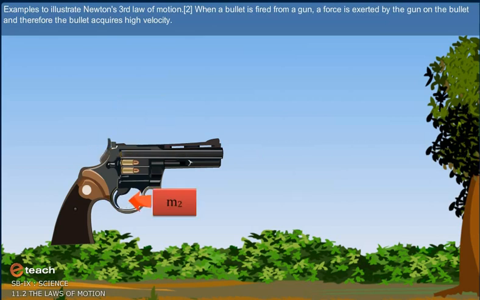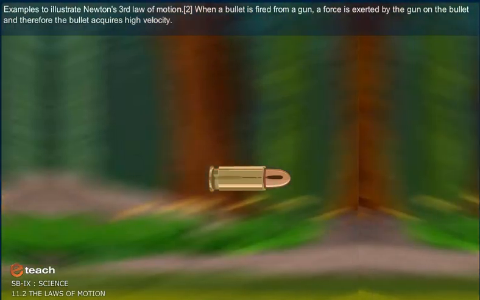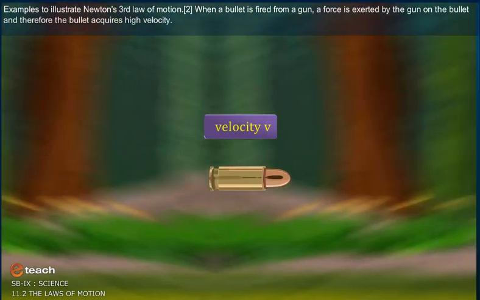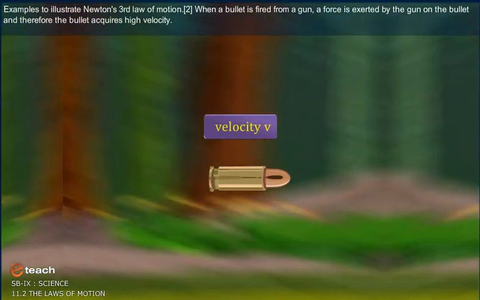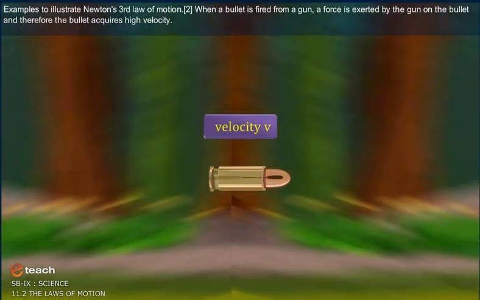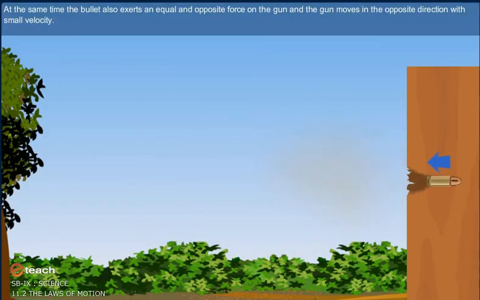When a bullet is fired from a gun, a force is exerted by the gun on the bullet, and therefore the bullet acquires high velocity. At the same time, the bullet also exerts an equal and opposite force on the gun, and the gun moves in the opposite direction with small velocity.